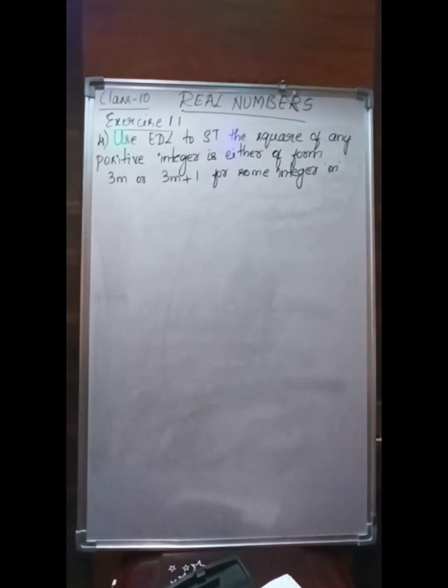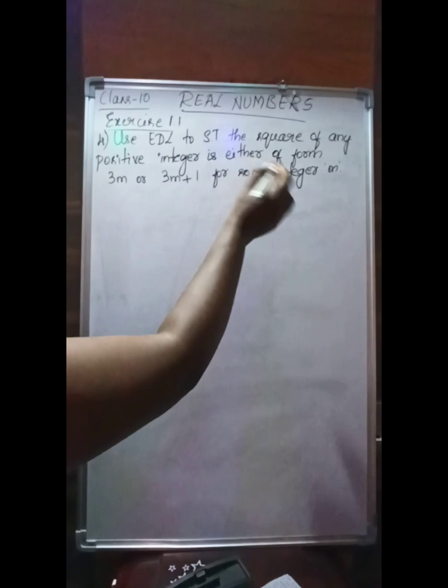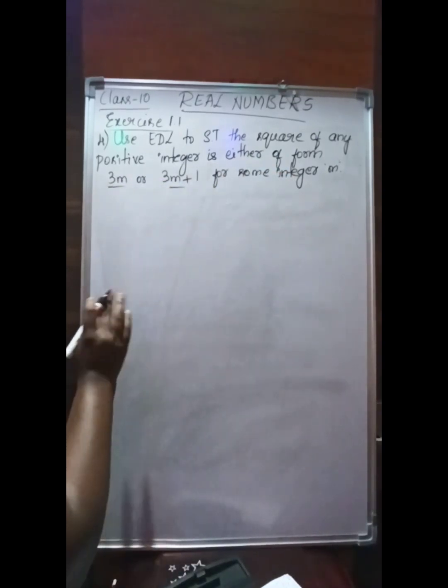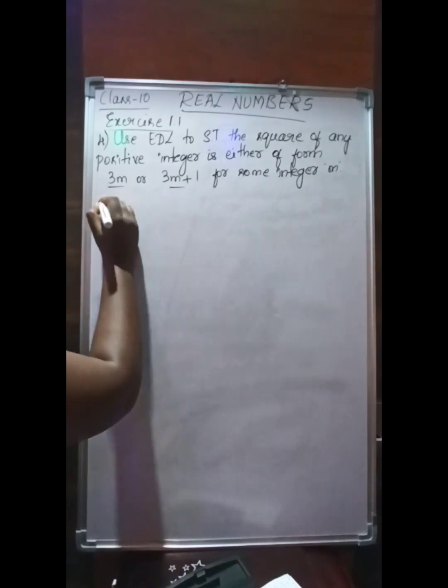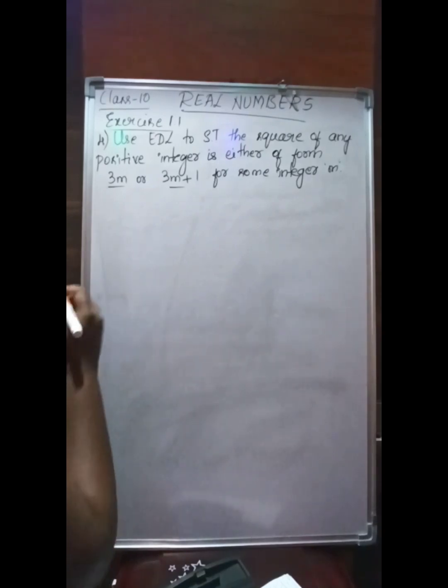Fourth problem is, use Euclid's division lemma to show that the square of any positive integer is either of the form 3m or 3m plus 1 for some integer m. Okay, we did this problem in an example problem, but now we'll see how to solve this one.